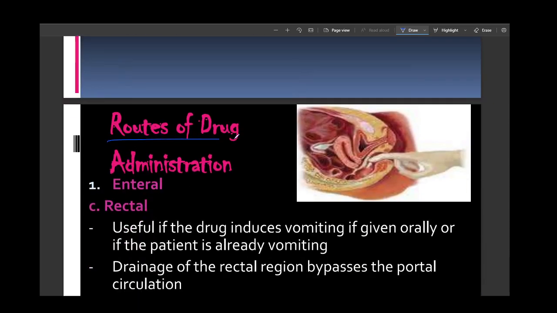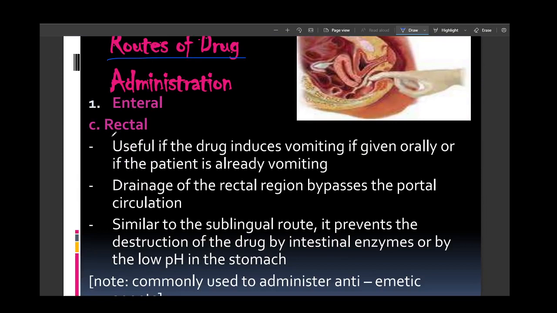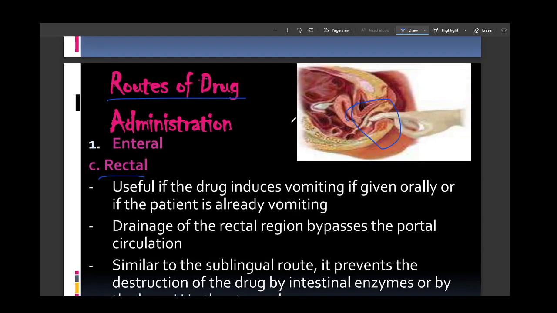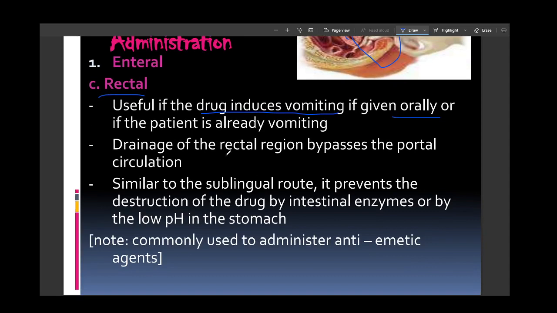What are the routes of drug administration? The third route is rectal. It is also from the enteral. This is the rectum. Useful if the drug induces vomiting, if given orally. Then there is the drainage of the rectal region, bypasses the portal circulation. And it is similar to the sublingual route. It prevents the destruction of the drug.